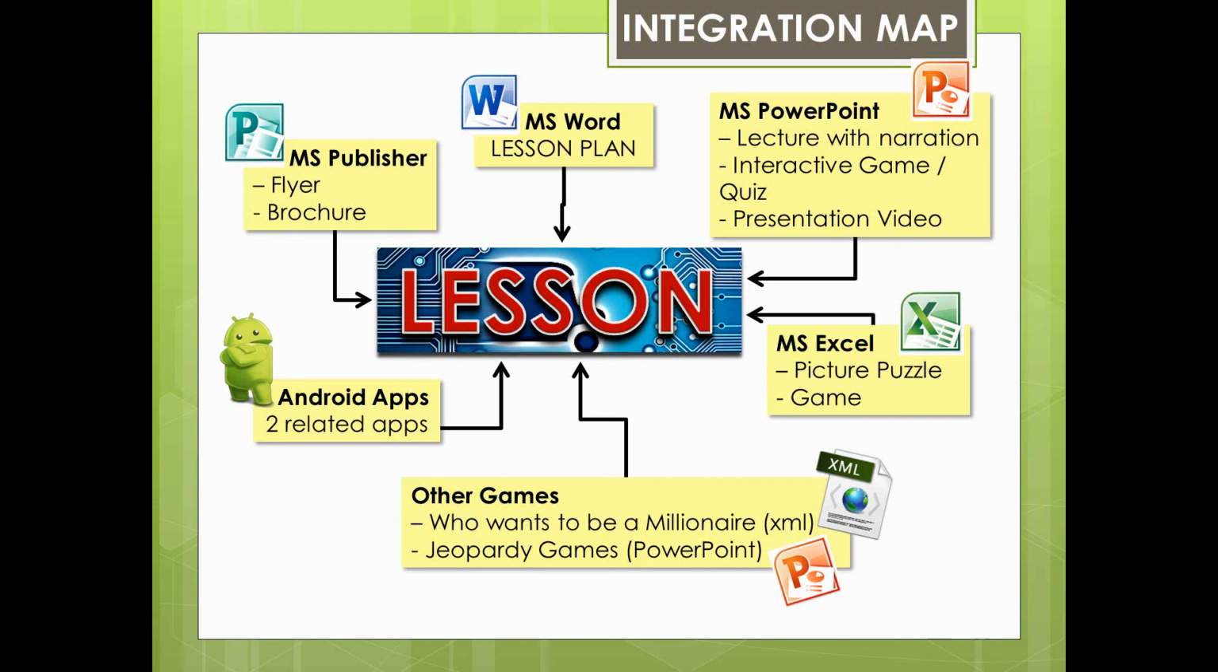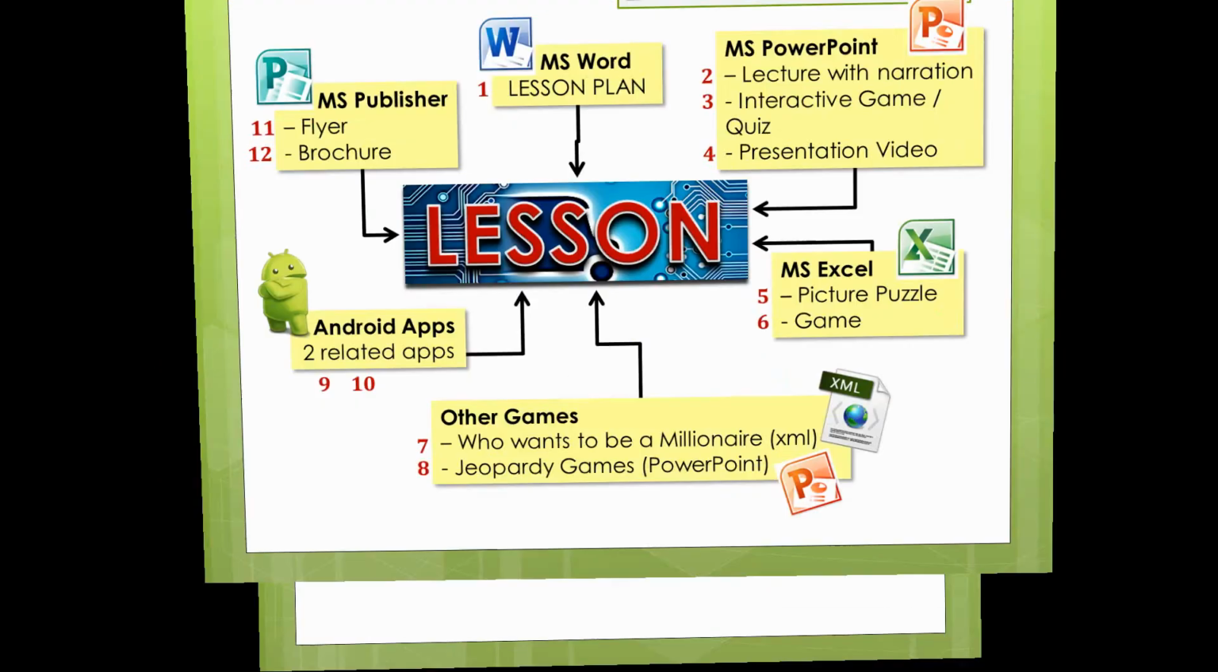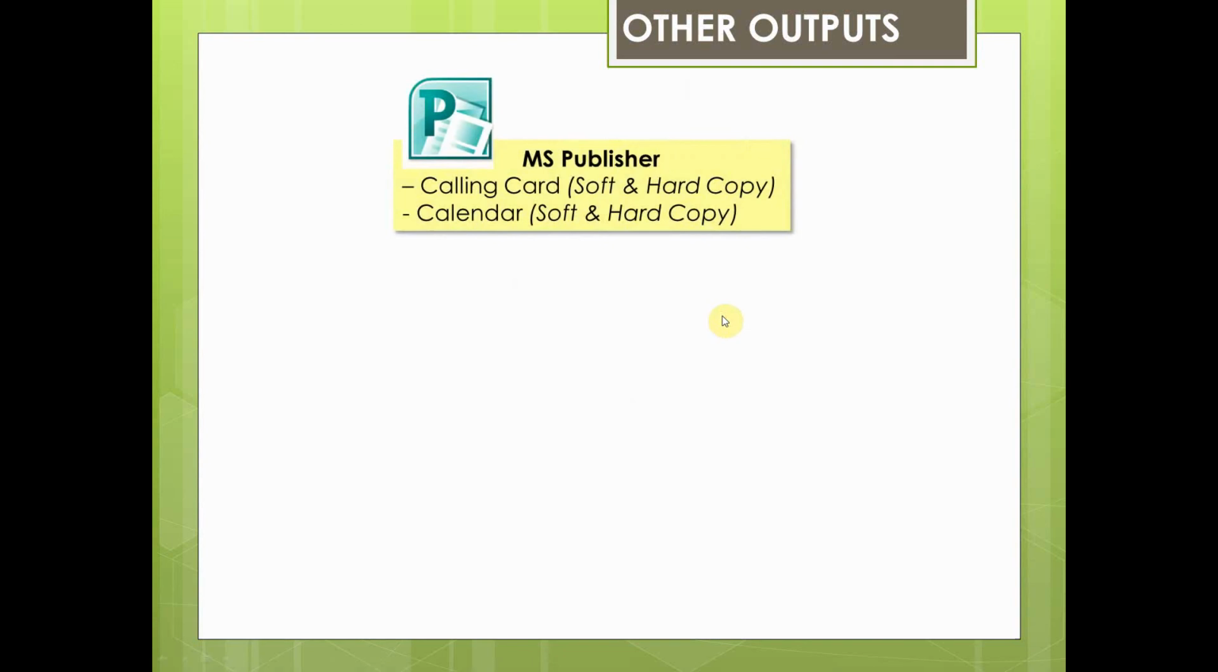And that's it. Technology integration would be easy to implement if you know the appropriate tool to use and have enough knowledge and skills in manipulating those tools. To sum up, you need to come up with 12 outputs for integration. By the way, aside from these outputs of integration, you are also required to do other tasks, such as to create your personal calling card and a 1-month calendar plan using MS Publisher.